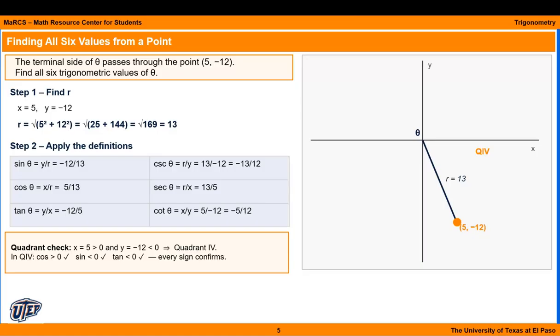Now let's check the quadrant. Since x is positive and y is negative, the point lies in quadrant 4. This confirms our signs. Cosine is positive, while sine and tangent are negative.